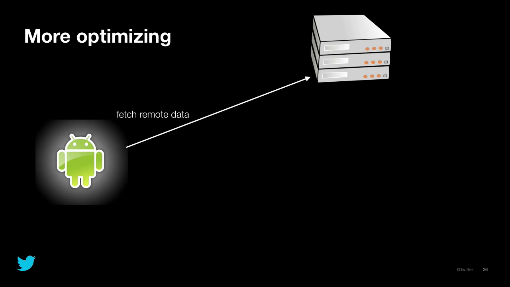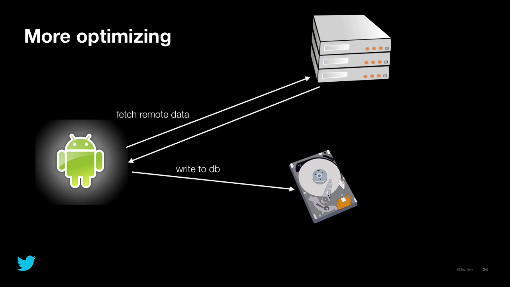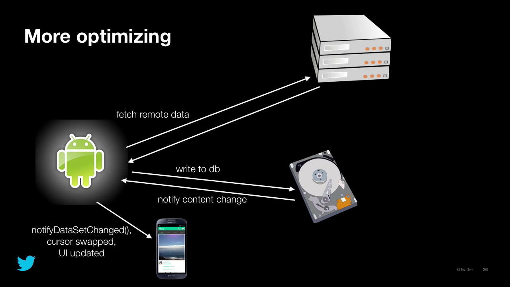You fetch the remote data. That's your app over there. You're fetching the data from a server. It comes back. You write it to disk. Maybe you're using a content provider if you're really eager and astute. So you write it to disk. You notify some kind of content change. And then somehow the UI gets notified, a cursor gets swapped, and the UI gets updated. Yes, this looked like a familiar pattern, kind of generally what we do.